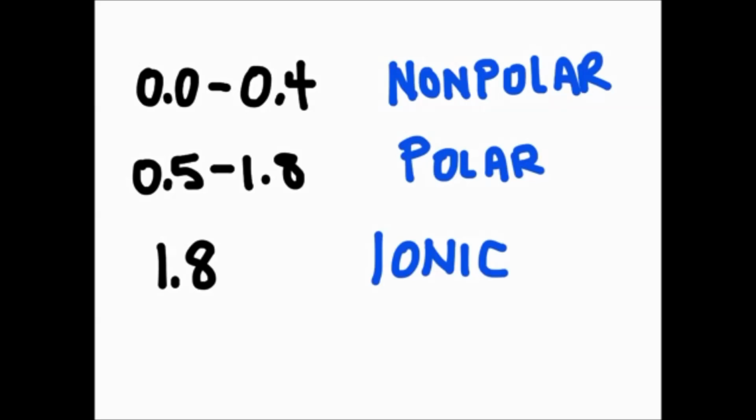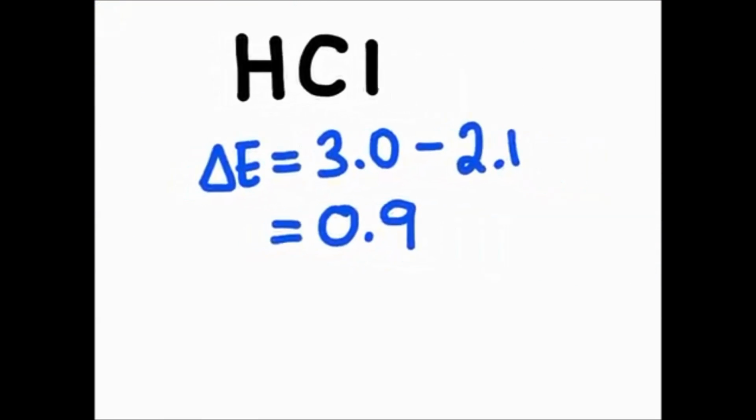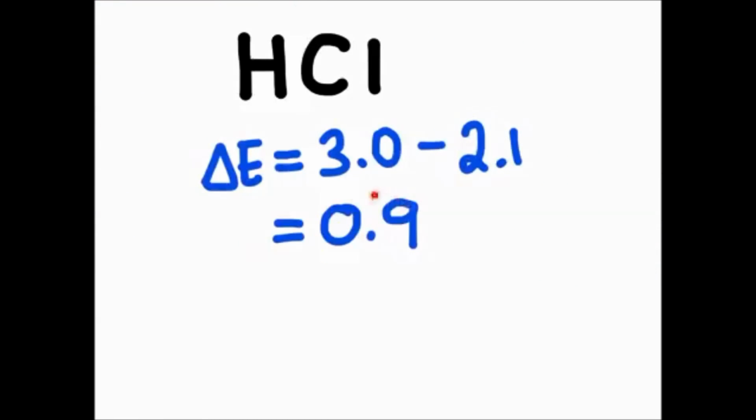Now these are just generalized values, and we can have some variation. Okay, so if we look back at our example of HCl here, we could see that it's going to fall into the polar range. Let's see a structural formula here for HCl. If we do that, we would end up with this for our structural formula, where they're singly bonded together.